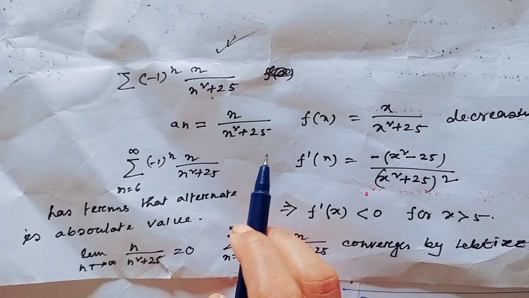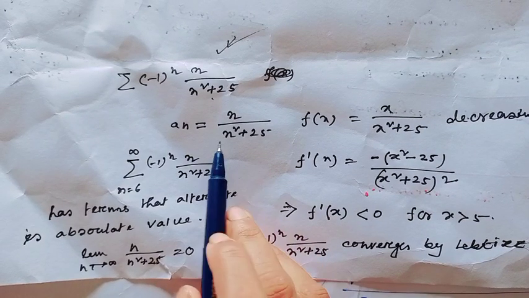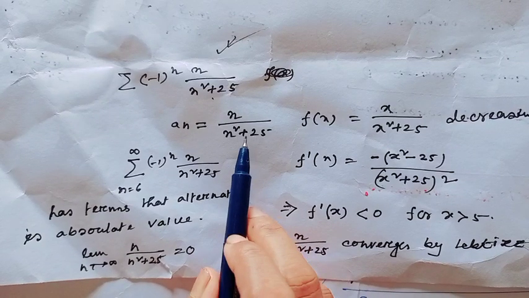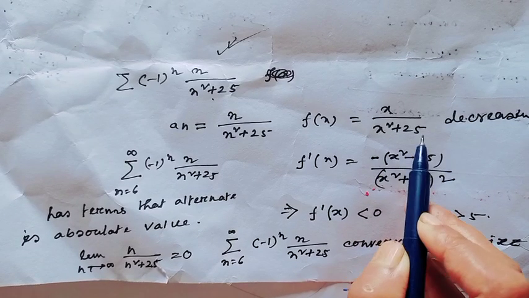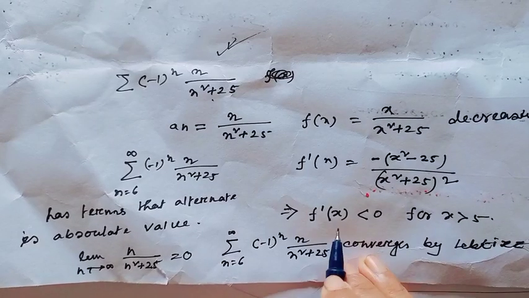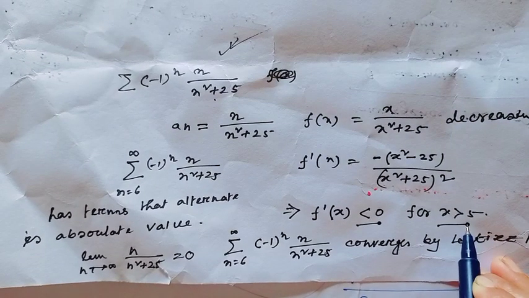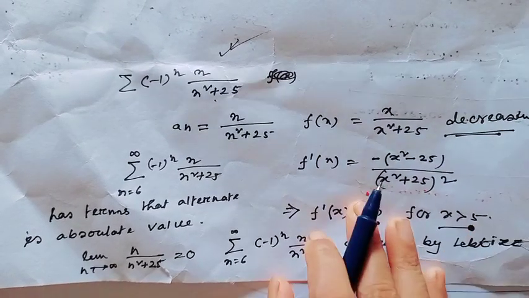We have to show at first, for the Leibniz test, that this sequence is a decreasing sequence. To find that, consider f(x) equal to x over x square plus 25, and notice f prime x equal to this, and f prime x is strictly less than 0 for x greater than 5. Therefore obviously f(x) is decreasing.